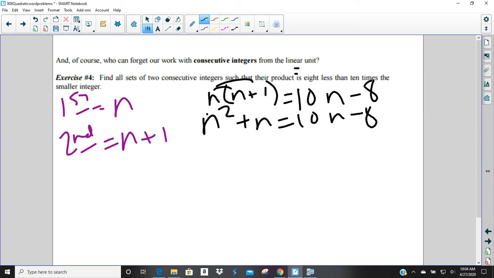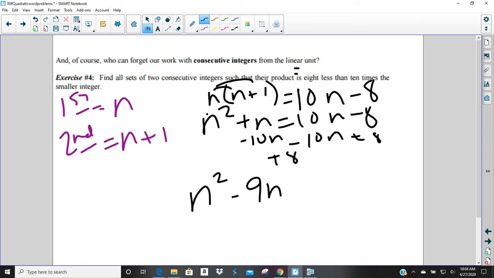I'm going to bring everything over to the left. So let's subtract 10n, and we're going to add 8. So we're left with n squared minus 9n plus 8 equals 0. Finally, our first traditional factoring problem. We haven't seen one yet today.